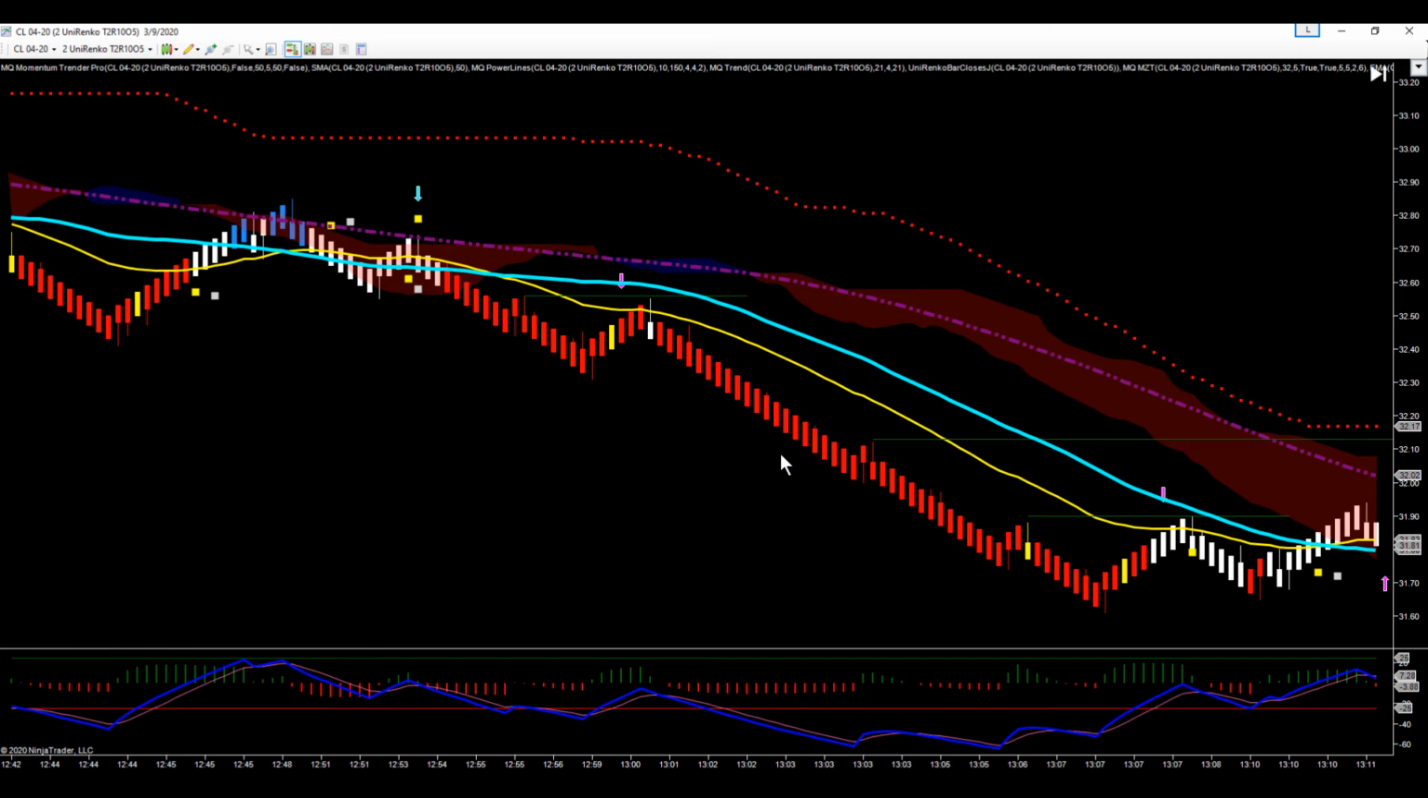This trade would have been good for potentially as many as 60 ticks to the downside, depending on how you managed it, at least $600 per contract. So a couple nice setups in crude with nice 30-minute confirmation to the short side.